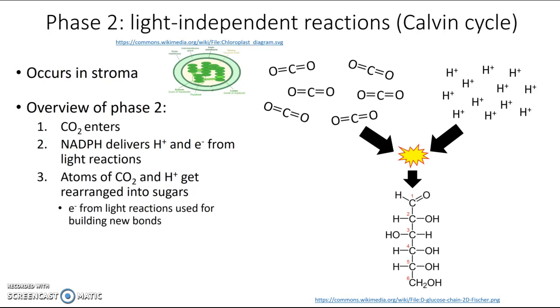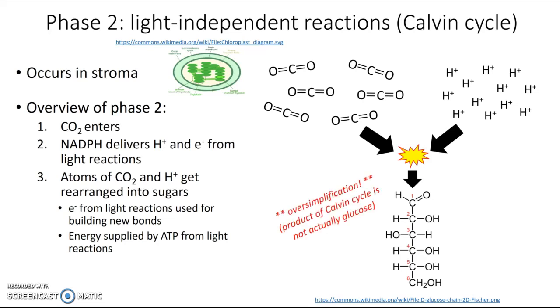And the electrons from the light reactions, those energized electrons, are going to be used to build those new bonds between the carbons and hydrogens and oxygen here. And this takes energy, so that energy is going to be supplied by the ATP that was produced in the light reactions. So again, this is a vast oversimplification, and the product of the Calvin cycle is not actually glucose that you see here, but you get the idea that oxygen, carbon, and hydrogen ions are kind of scrambled together using energy and electrons to build new bonds to form sugars.